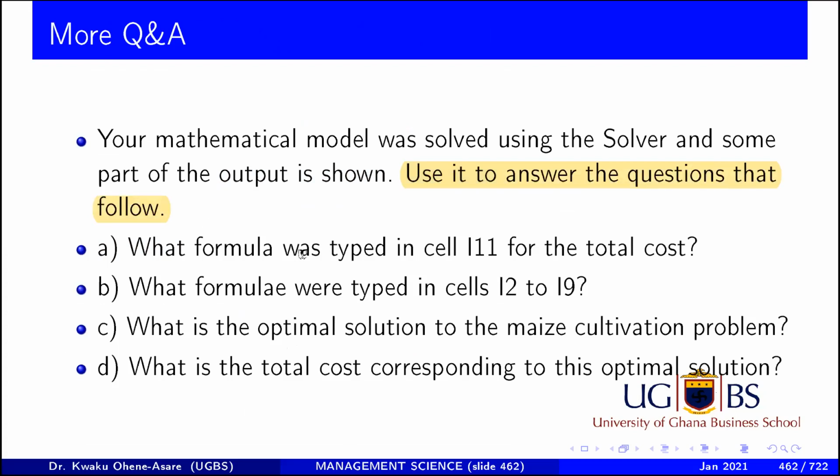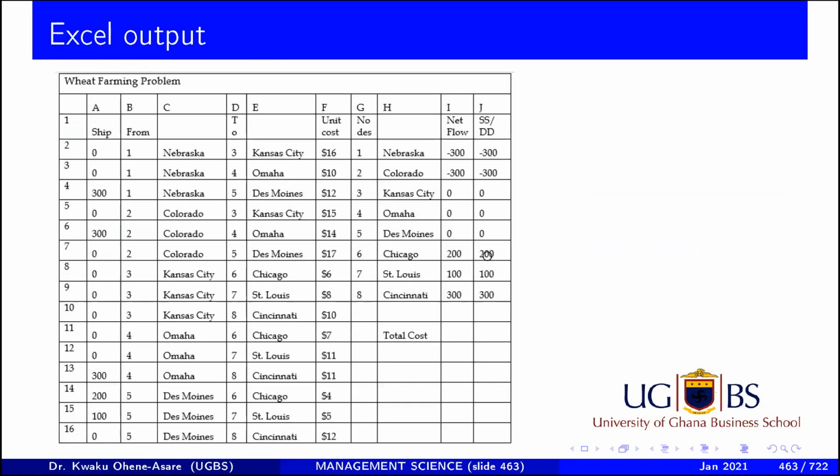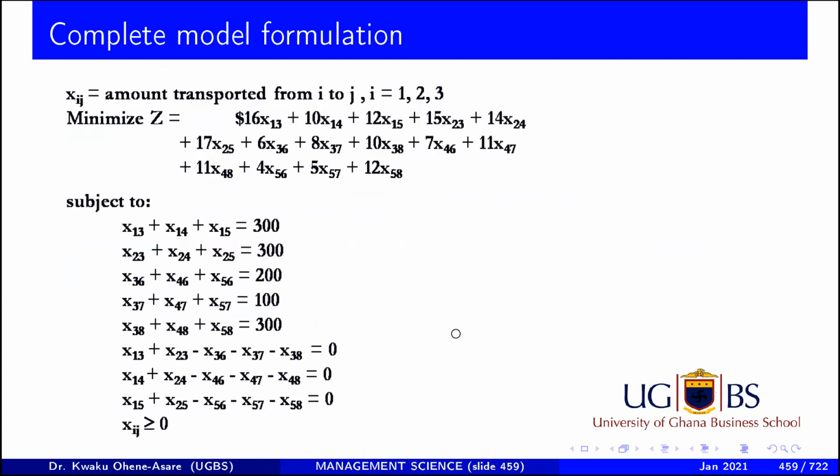So the first question was, what formula was typed in cell I11? Now, when you go up here, what is that? Formula I11, so this is I, and that is 11 there. So he's asking what formula was typed in I11. Now, it's a total cost formula. If you have done the formulation, you will know that it's a whole of this. So look at it. It's 16 multiplied by x13, 10 multiplied by x14. So I need to know where the 16 is, where the 10 is, where the 12 is.